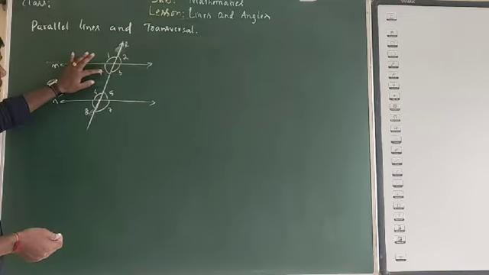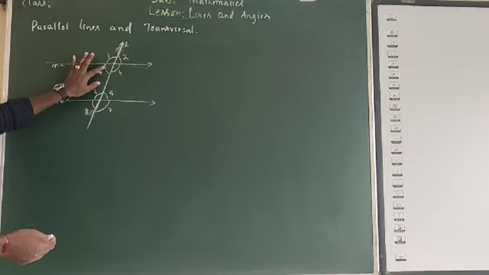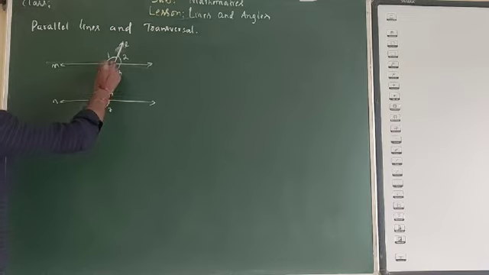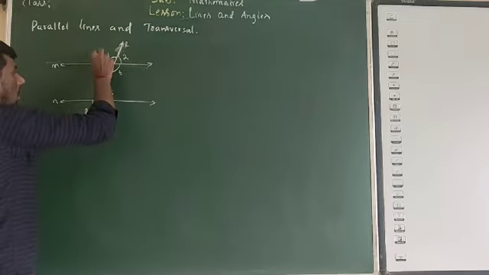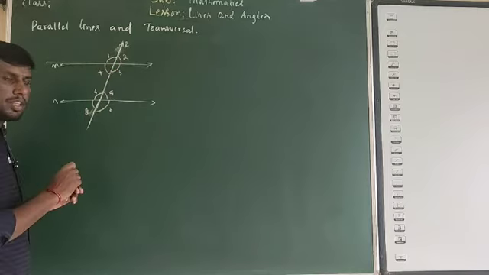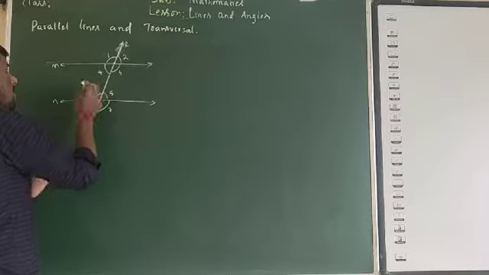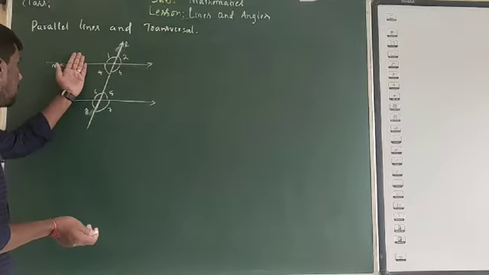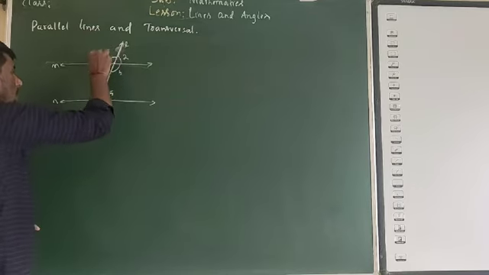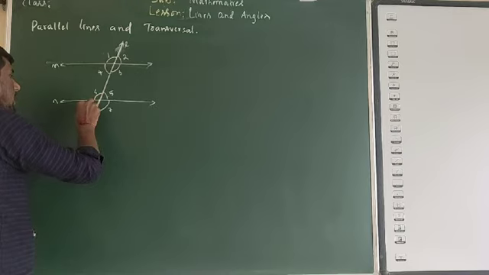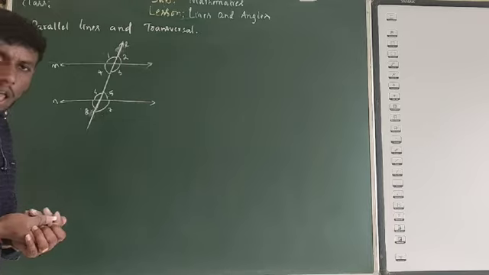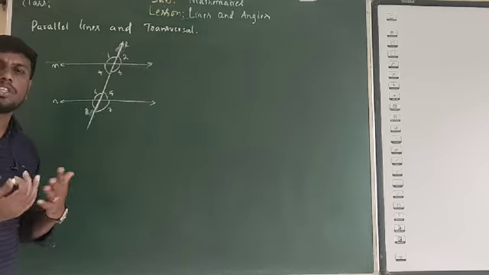Then 4 and 5 are alternate interior angles. 3 and 6 are again alternate interior angles. 1 and 7 are alternate exterior angles. 2 and 8 are alternate exterior angles. Then 4 and 6 are interior angles on the same side of the transversal, and 3 and 5 are also interior angles on the same side of the transversal. And 1 and 6, 4 and 8, 2 and 5, 3 and 7 are corresponding angles. So these are the types of angles we have.